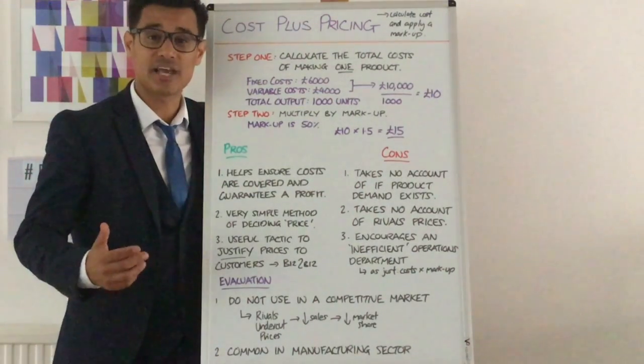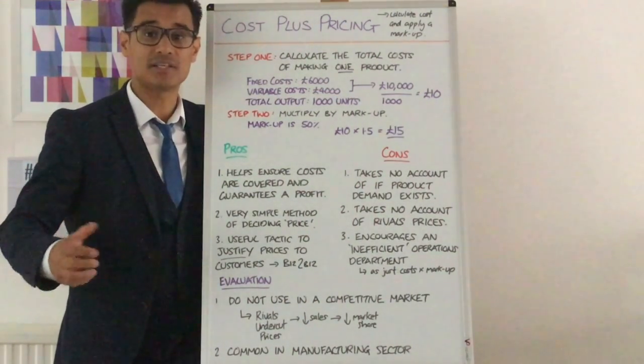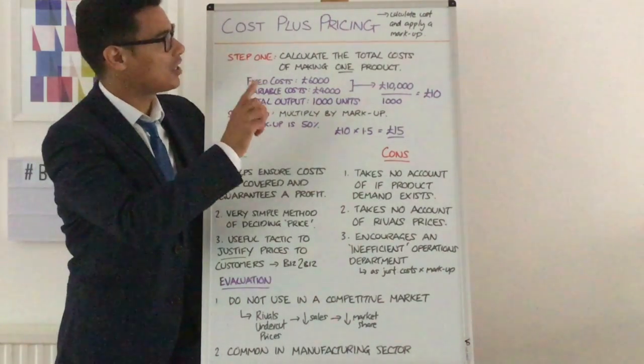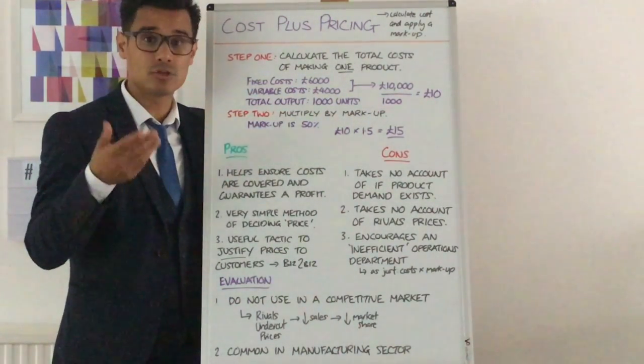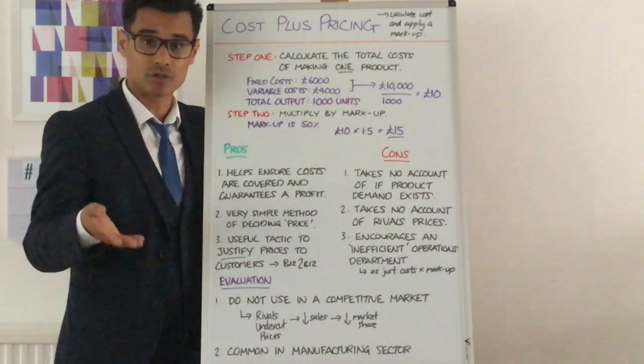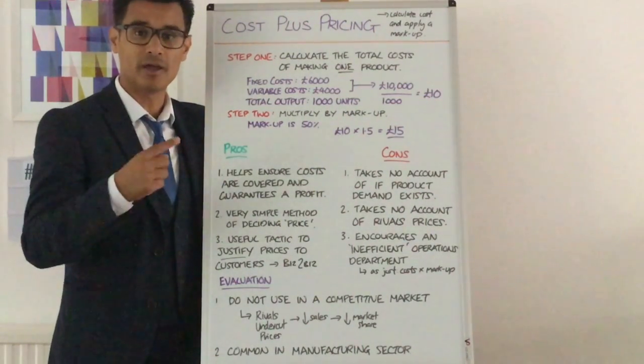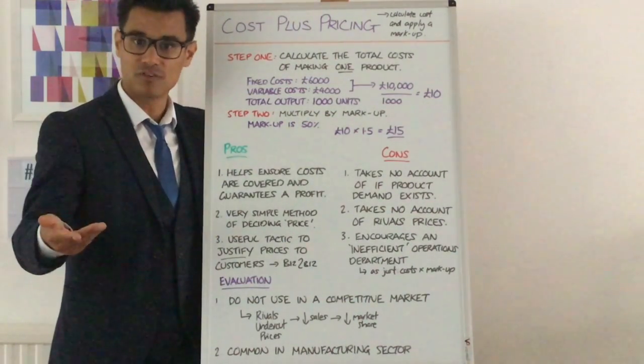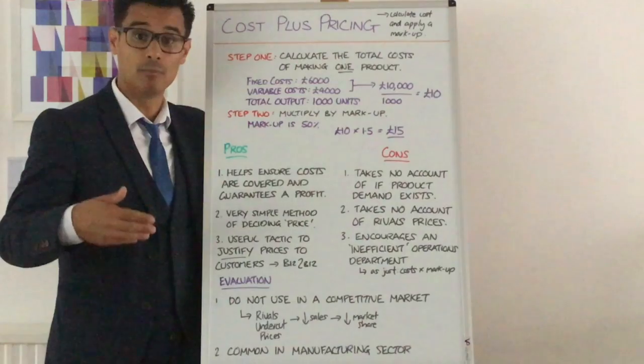Let's have a power sesh on cost plus pricing. This is a type of pricing strategy that you need to know. Cost plus pricing is when you calculate the total cost of the product you're selling and then you multiply it by a number known as the markup. And that markup is the profit you expect to receive from the product.